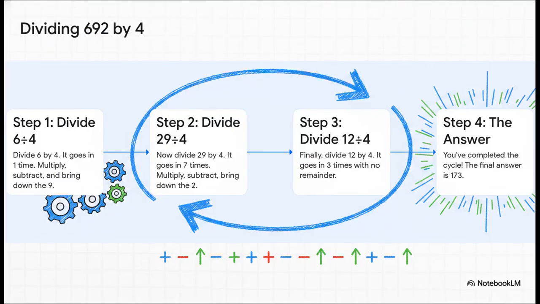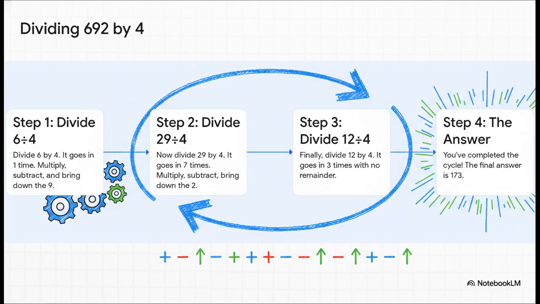Okay, let's try our cycle on 692 divided by 4. First step, we start from the left. Divide. How many times does 4 go into 6? Just one time, so we write a 1 on top. Next, multiply. 1 times 4 is 4. Then subtract. 6 minus 4 is 2. And finally, bring down. We bring down the next number, which is 9, to make a new number, 29. Phew, that's one full cycle.